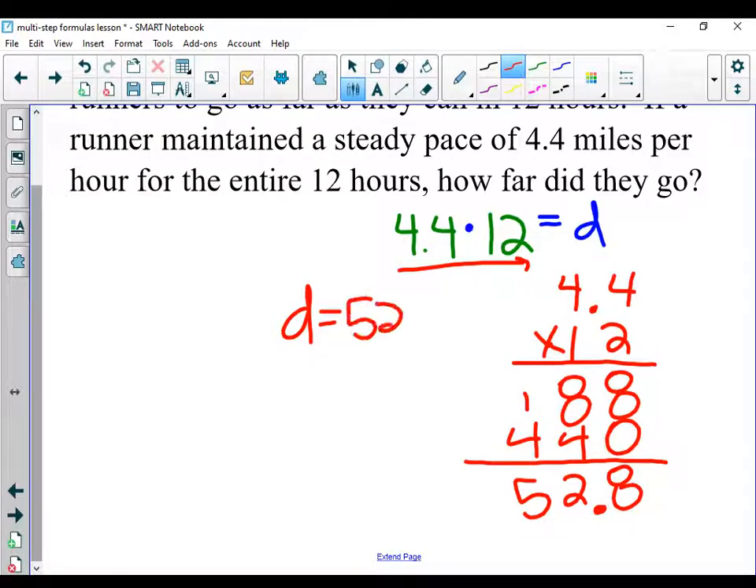So, distance. This is a long, was it miles? Yeah. This was a long race, people, 52.8 miles.